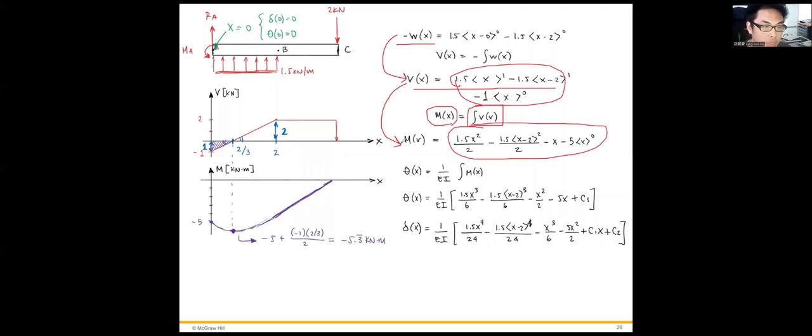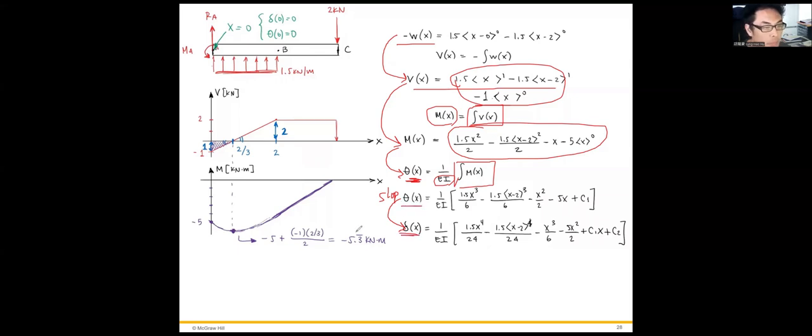Okay, and then we can keep going, taking the integration to get the slope. We take the integration of the moment over EI, and we get the slope. Then we take the integration of the slope, and we get the deflection. So we got the slope and the deflection.